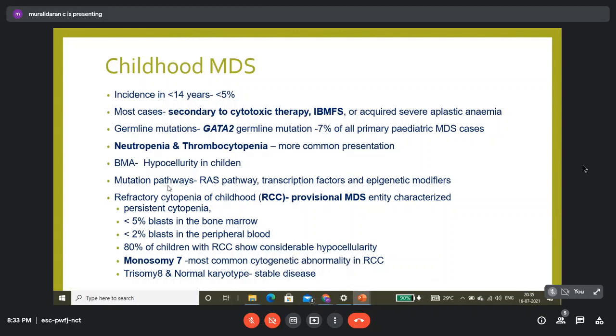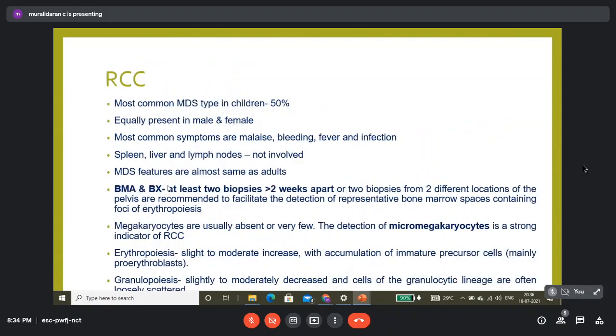And WHO has put in a provisional category, the so-called refractory cytopenia of childhood, which is defined by the presence of bone marrow blasts less than 5%, peripheral blasts less than 2%, and a hypocellular bone marrow. Monosomy 7 can be seen, which is one of the commonest cytogenetic abnormalities in RCC, but generally they might have a normal karyotype also. They can have trisomy 8 also, but generally they will have stable disease.